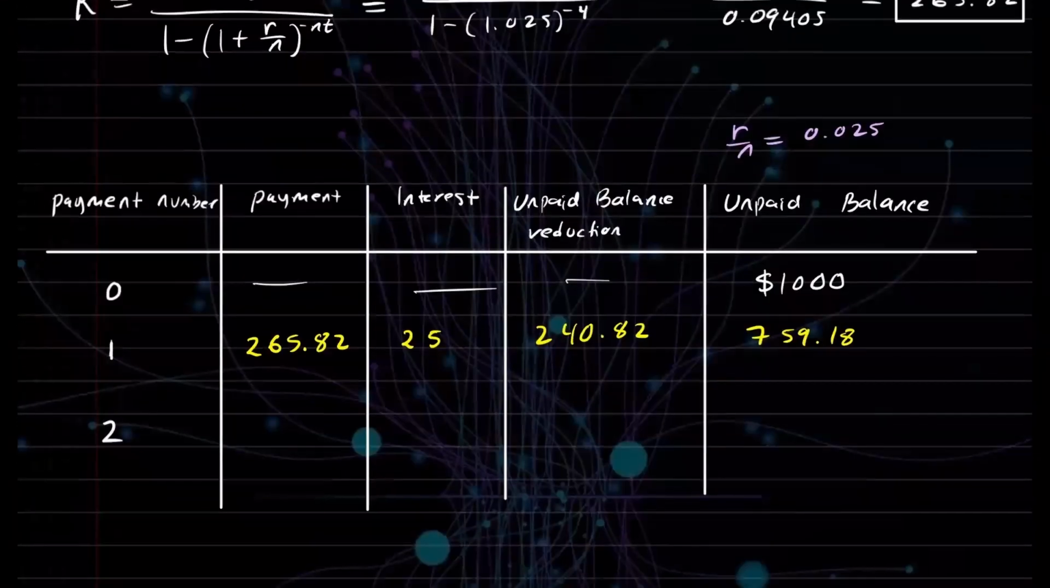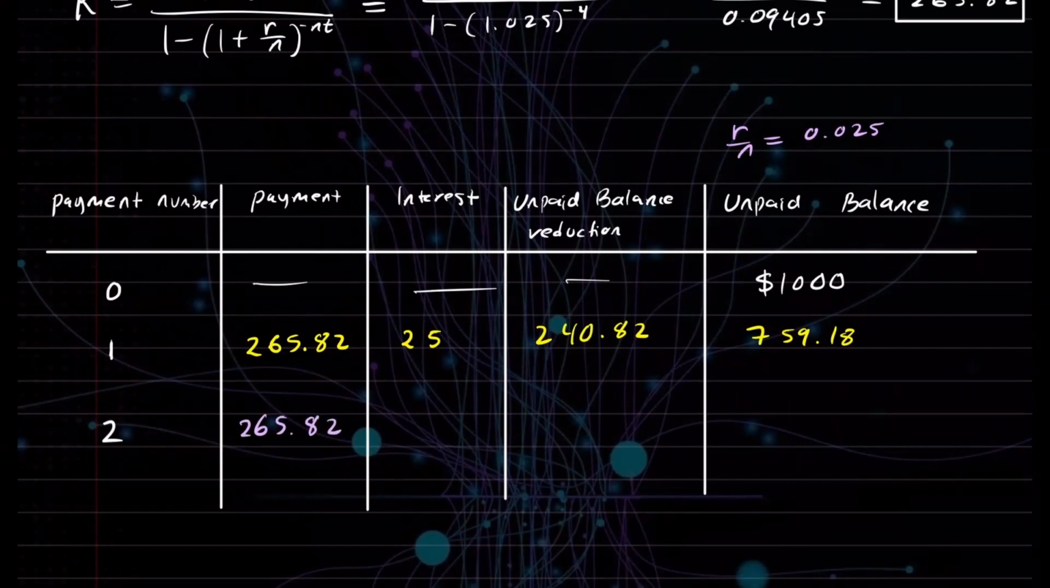Now the second payment, you're still going to pay this. Your quarterly payment in this case. So this is still going to be 265.82. That's how much you're going to pay on the second payment.